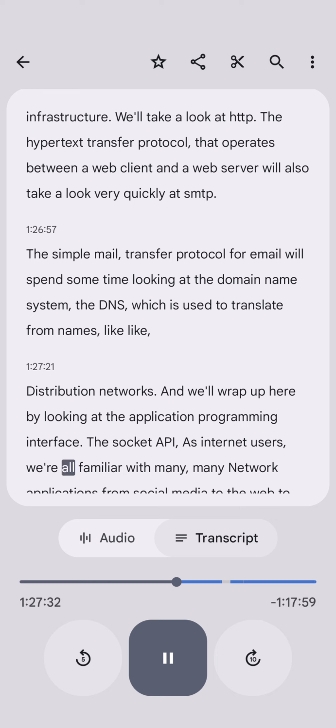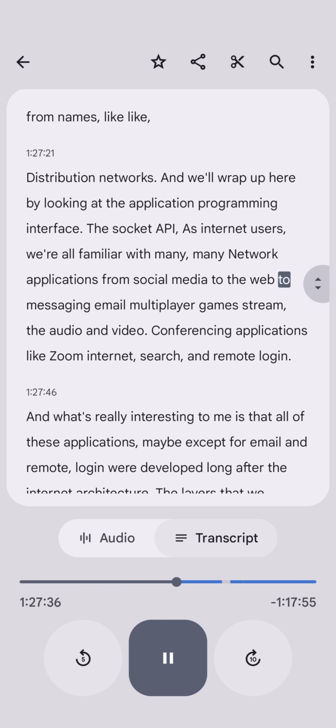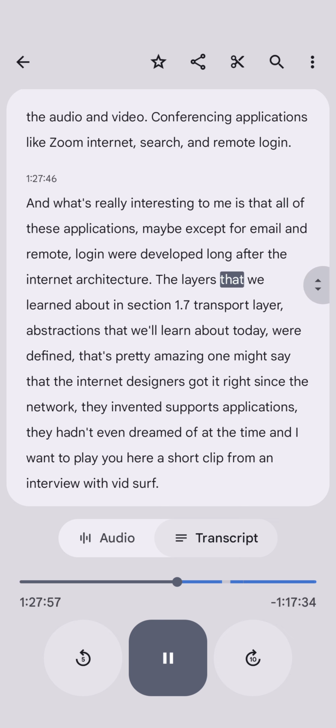As internet users, we're all familiar with many network applications, from social media to the web to messaging, email, multiplayer games, streaming audio and video, teleconferencing applications like Zoom, internet search, and remote login. And what's really interesting to me is that all of these applications, maybe except for email and remote login, were developed long after the internet architecture, the layers that we learned about in section 1.7, the transport layer abstractions that we'll learn about today were defined.